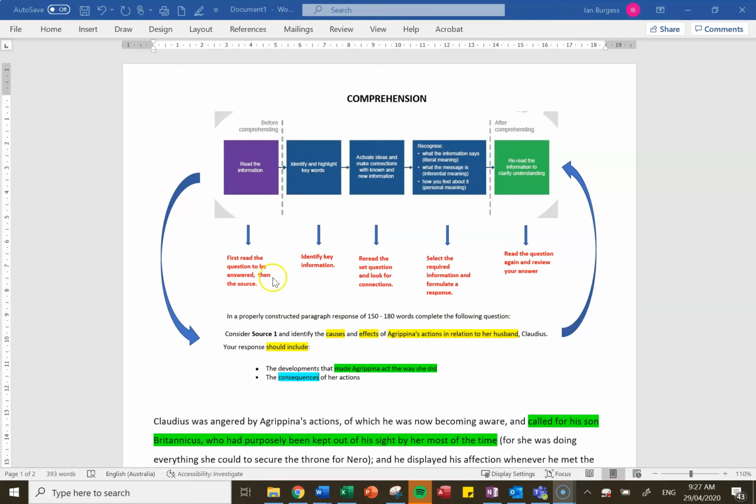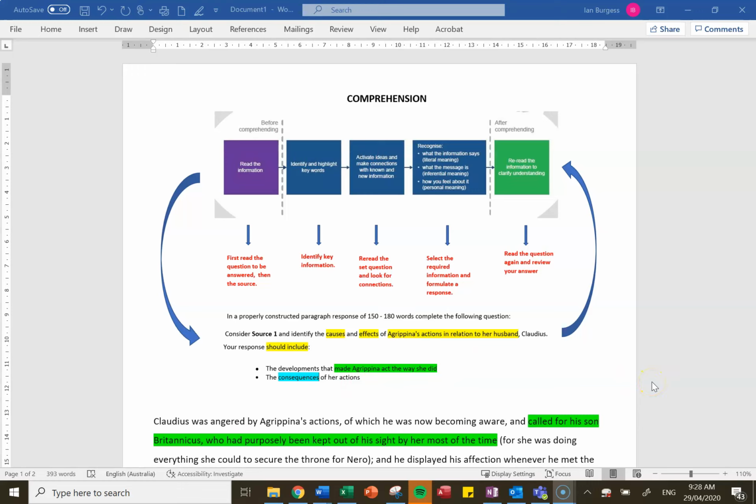Okay. So our first job in the process is to read the question to be answered. Then we read the source. So, consider source one and identify the causes and effects of Agrippina's actions in relation to her husband Claudius. Your response should include the developments that made Agrippina act the way she did and the consequences of her action.